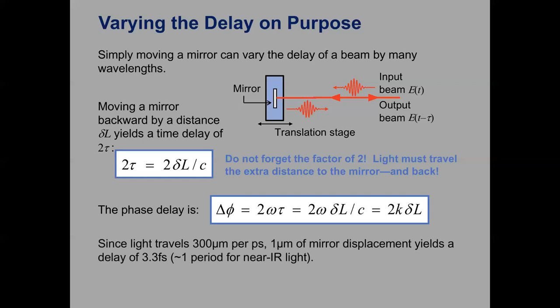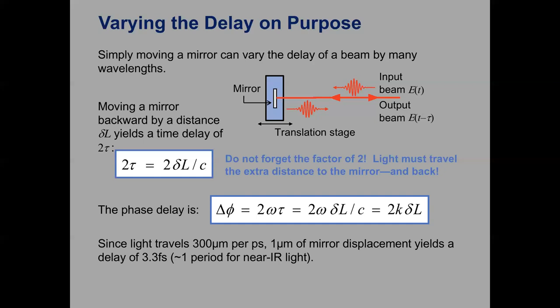For some numbers, just to see how much control we could have over this in a lab, the speed of light in units of microns per picosecond is 300 microns per picosecond. So if we're able to displace a mirror by 1 micrometer, that allows us to slow down a wave by trillionths of a second. Here, 1 micron corresponds to about 3 femtoseconds, which is almost 1 period of a wave for light at near infrared frequency. So this experiment we described can really be done in a lab.